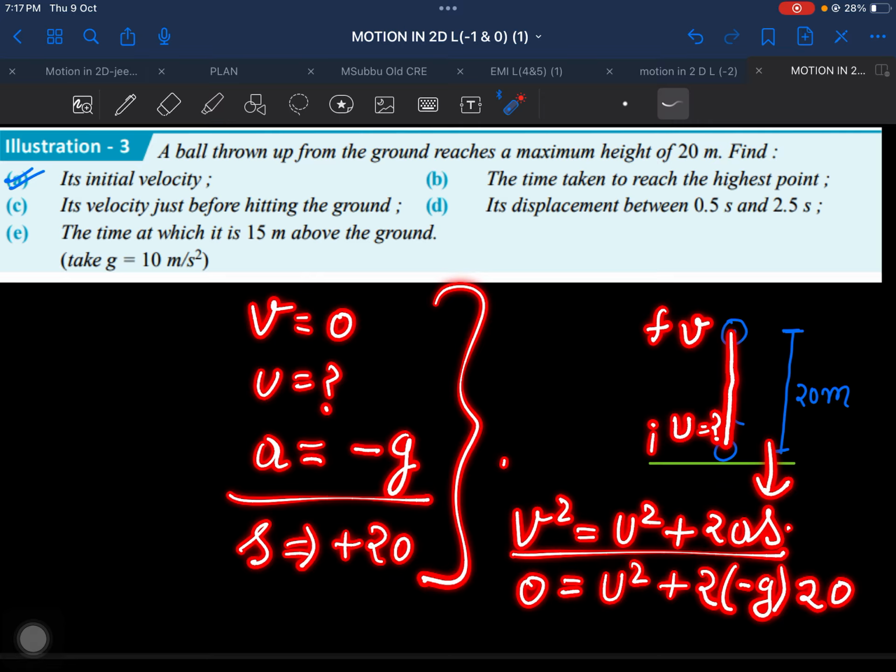Plus 20, right? So from here, when you solve this, you will have u square. Here you will have 20 into 2, 40, into, let's take g to be 10, right? The value of g is 10, so it is 400. Okay, so 400 is equal to u square. So from here you will have u equal to 20 meter per second.